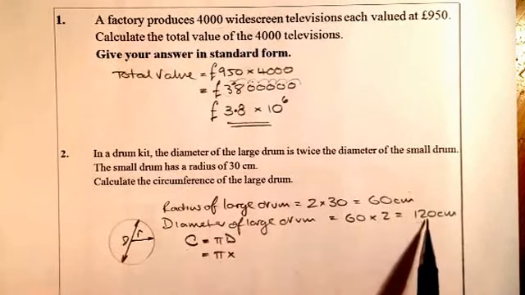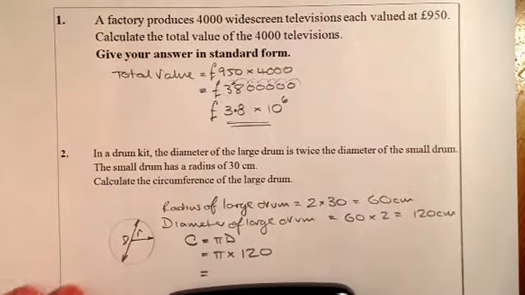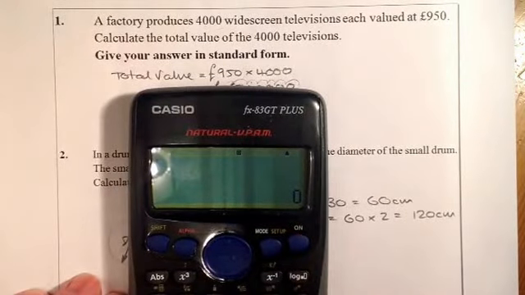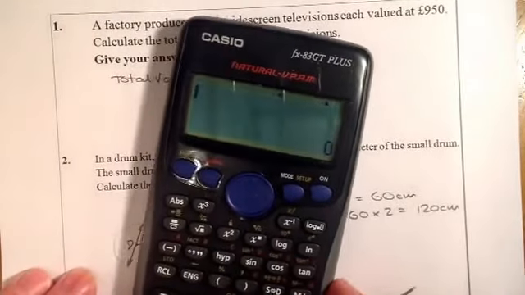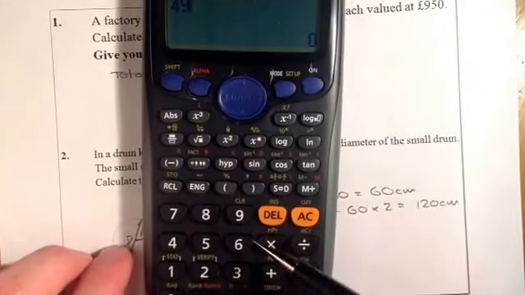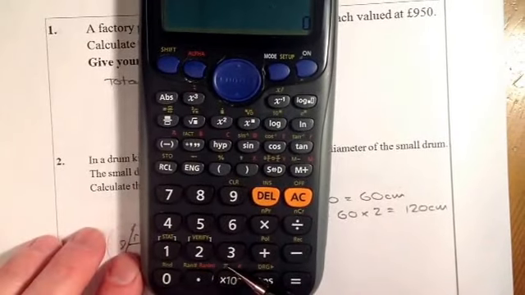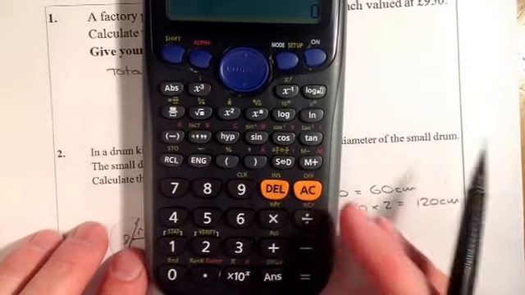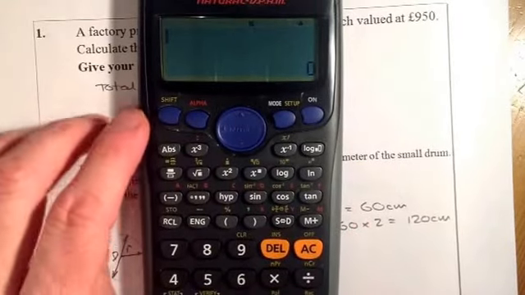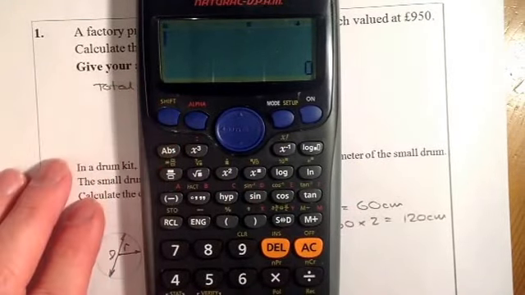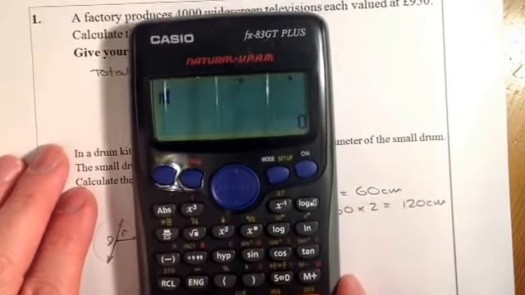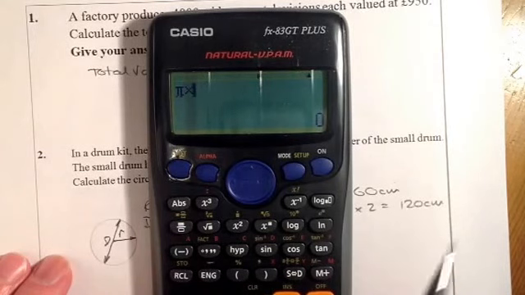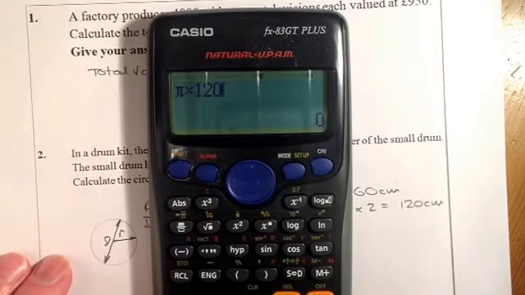From there, I'm going to bring up my calculator again. So it's pi times 120. Right, so what we can see here is there's a pi button that's down the bottom of the calculator. So if we look down here, you can see in gold a pi button. That's usually where it's positioned on a number of calculators. So all I'm going to do is, because it's gold, press the shift key first and press that button there, and that should bring up pi in the display. What I'll then do is multiply that by 120, which is the diameter of the large drum.